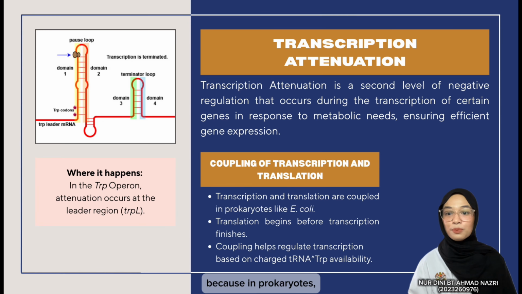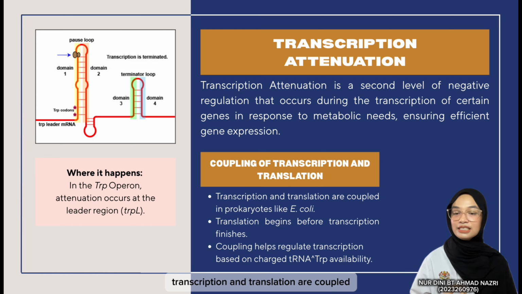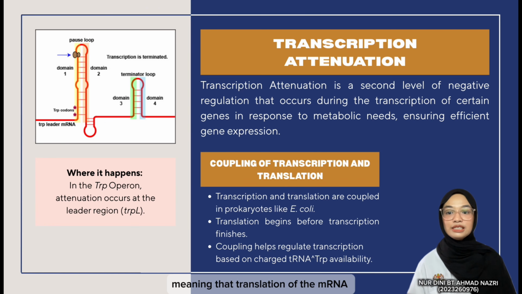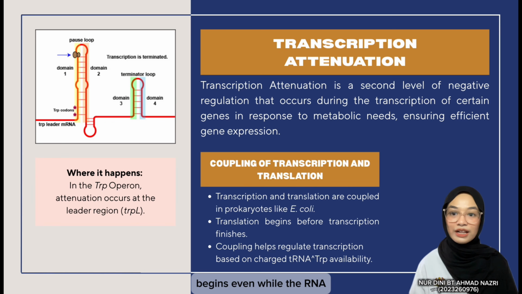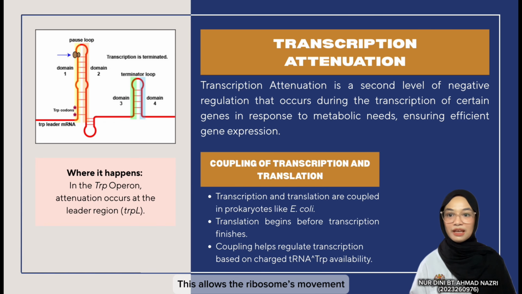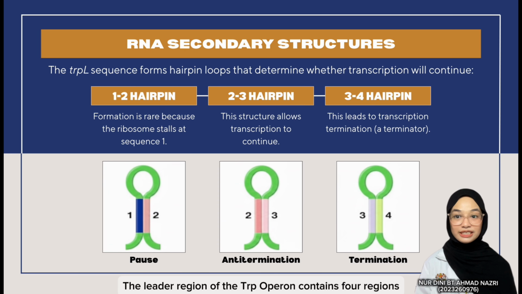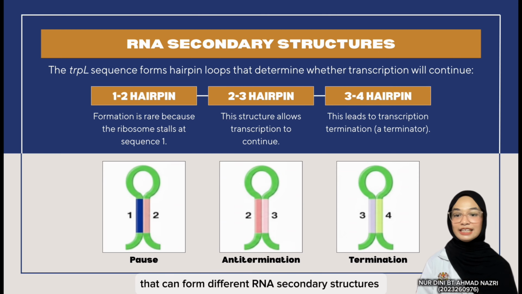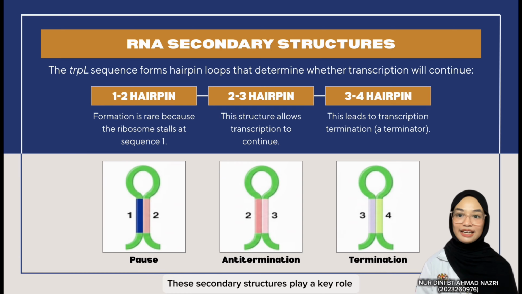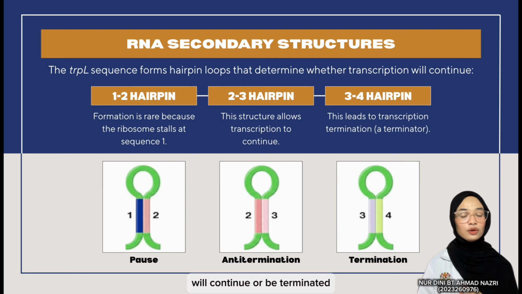This mechanism is possible because in prokaryotes, transcription and translation are coupled, meaning that translation of mRNA begins even while the RNA is still being transcribed. This allows the ribosome movement to directly influence the process of transcription. The leader region of the TRP operon contains 4 regions that can form different RNA structures, which are hairpin loops, during transcription. This secondary structure plays a key role in determining whether transcription will continue or terminate.